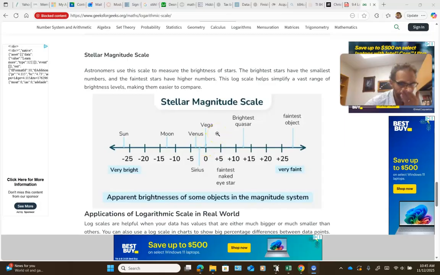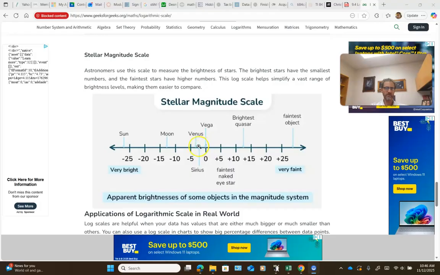So like Venus right here, I think it has a magnitude of like -3, and then the moon over here looks like it has a magnitude of, I don't know, -12 or -13. But a change of one magnitude means an increase in brightness of about 2.7 times. Okay, and then on the other side, the more positive the magnitude of an object in the night sky, the fainter or dimmer it is.